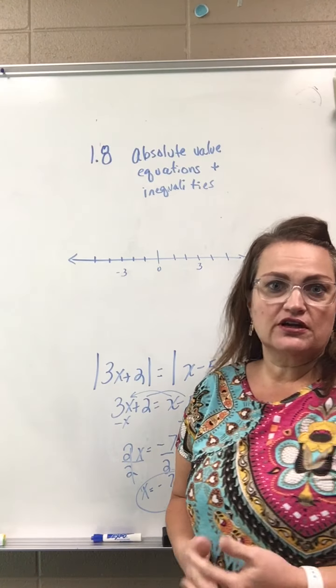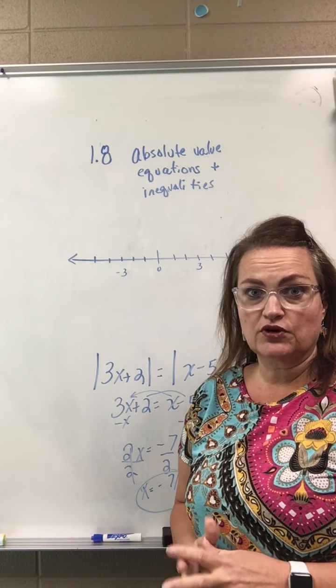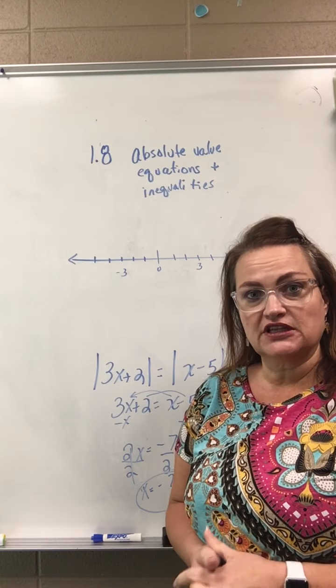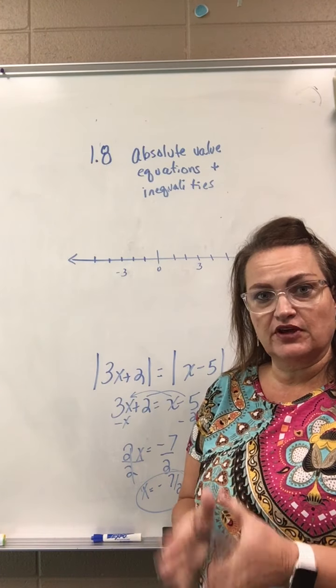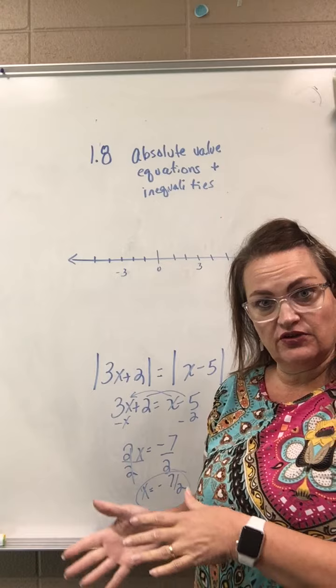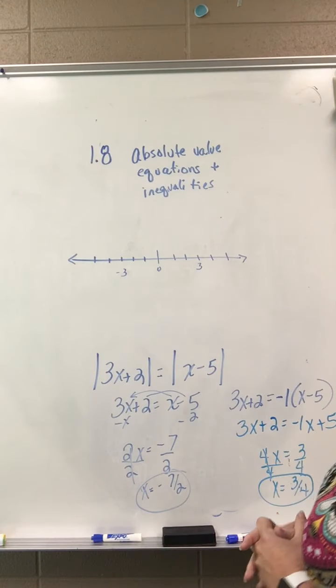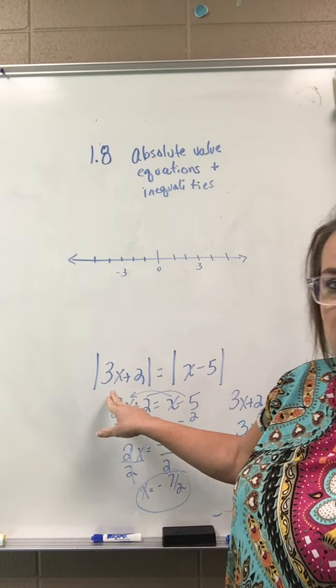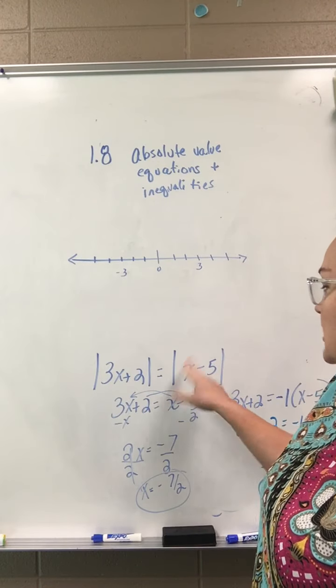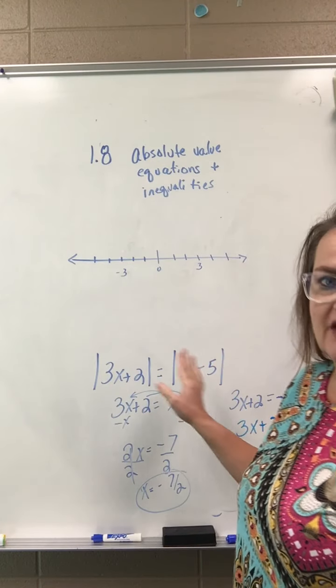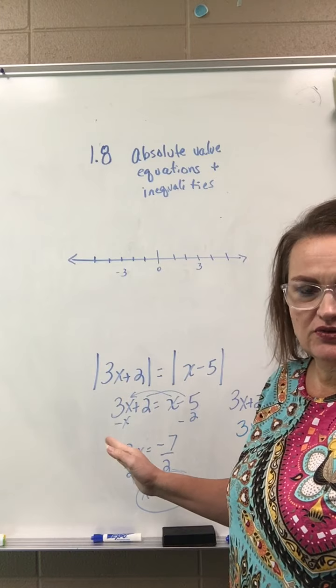Okay, so we're back talking about section 1.8 for college algebra, where we left off on the last video. We were talking about if you had an absolute value equal to another absolute value, and this was the U-try that you were working on. We had absolute value of quantity 3x plus 2 equals absolute value of x minus 5. So those two absolutes are set equal to each other.